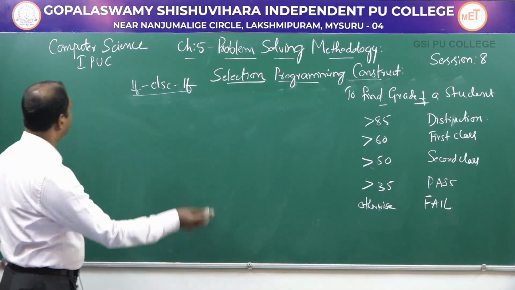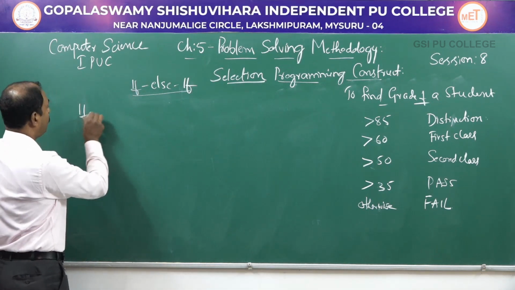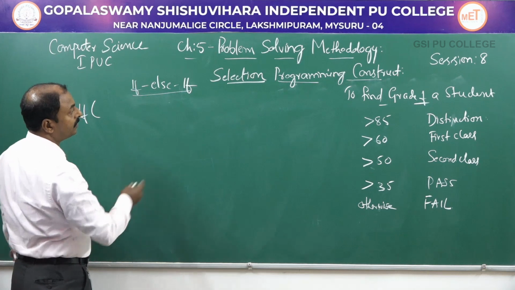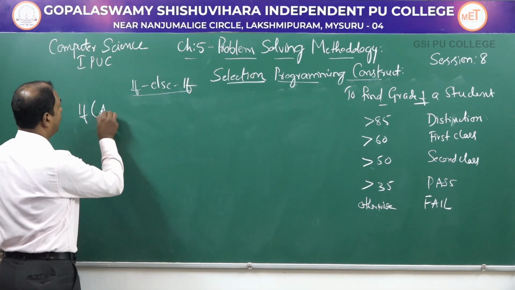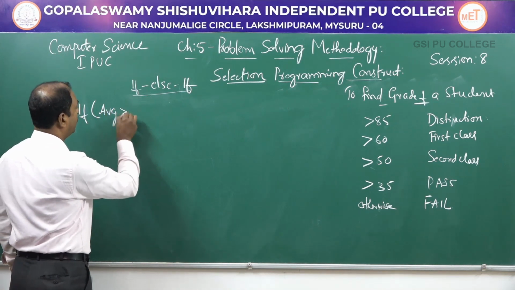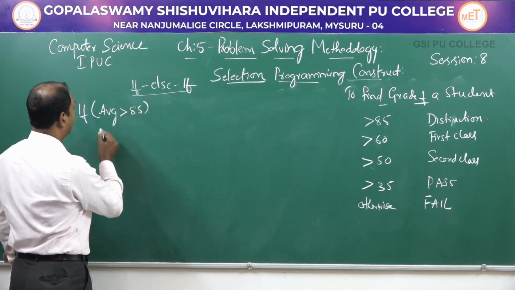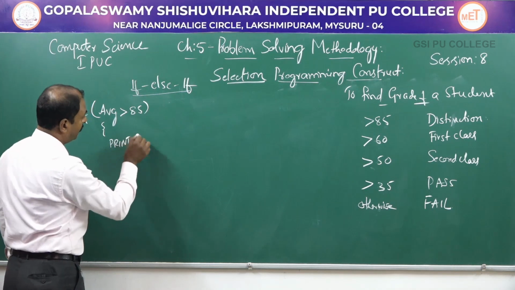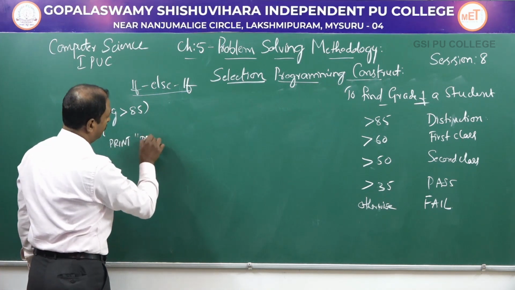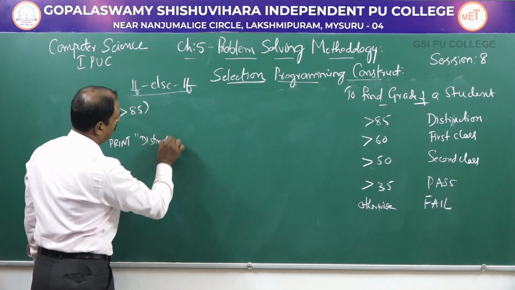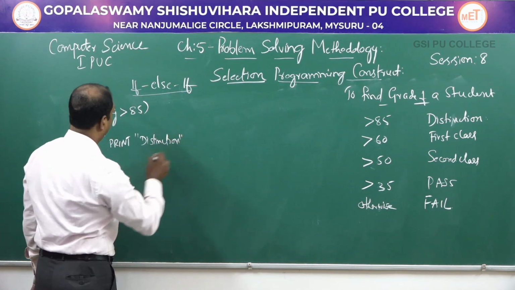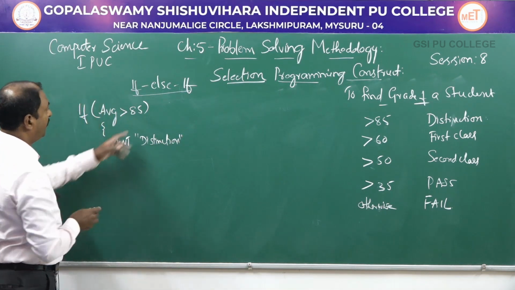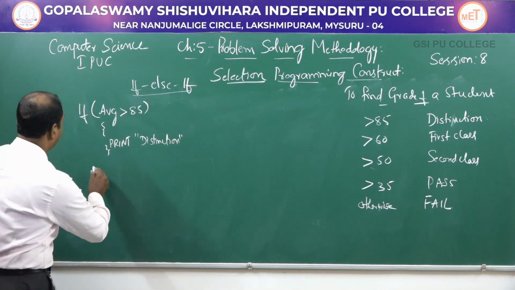First, we start with the first condition. If, what is the first condition here? Above 85. For example, if the average is above 85%, we have to print distinction. Closing this, again we have to check for the second condition.